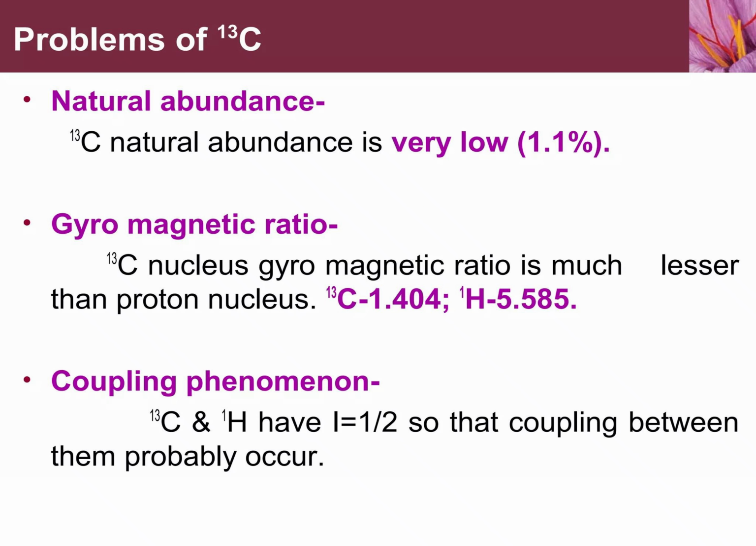However, there are some problems of carbon NMR, like natural abundance. Carbon-13 natural abundance is very low. Then gyromagnetic ratio. The carbon nucleus gyromagnetic ratio is much lower than the proton nucleus. Then coupling phenomenon. Carbon and proton have spin equal to half, so coupling between them probably occurs.